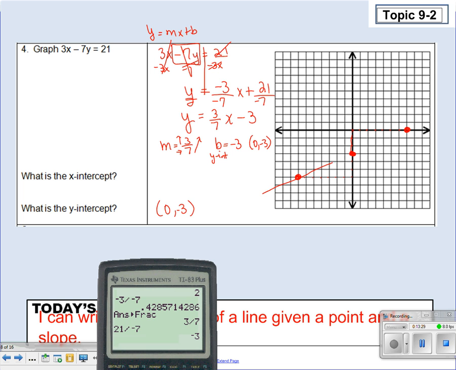We'll draw a line. We definitely see it is increasing. And now to find our x-intercept, we can see where it crosses the x-axis. It crosses when x is 7, and our y-coordinate is 0.